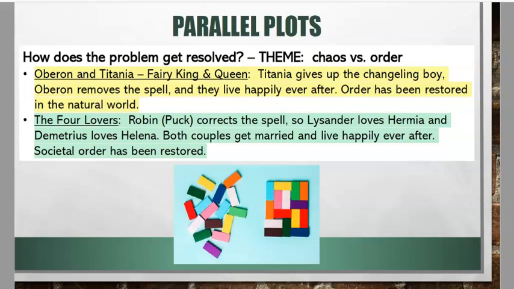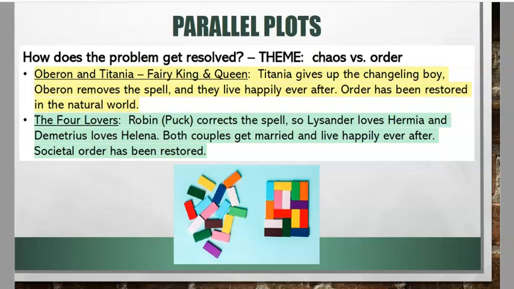The four lovers, Robin, Puck, corrects the spell. So Lysander loves Hermia and Demetrius loves Helena. Both couples get married and live happily ever after. Societal order has been restored. So now everyone in the human world is happy and order is restored there.